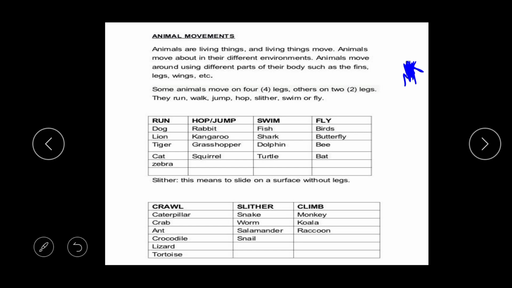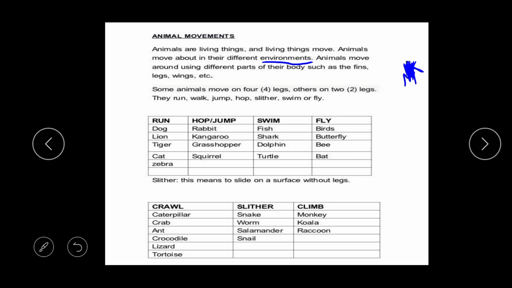Animals' movements. Animals move about in different environments. I remember we said environment is where you live, where you play, anywhere you can see around you.